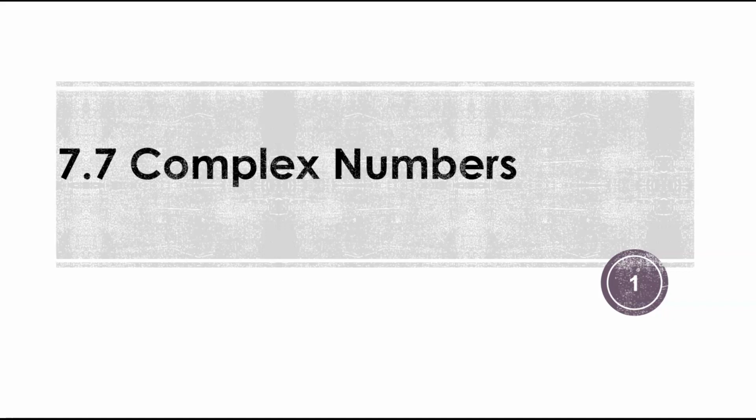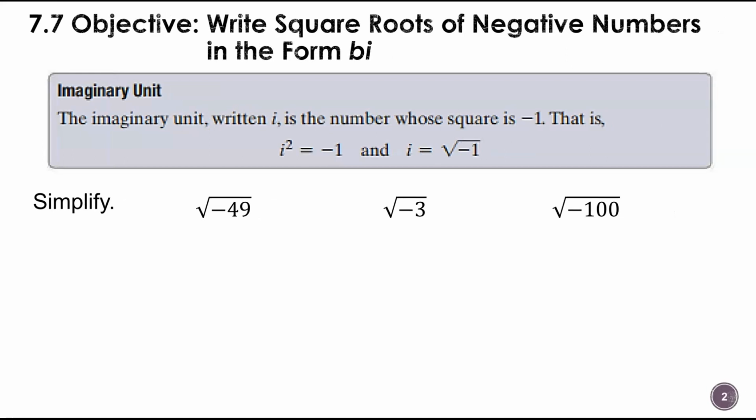So this lesson is about complex numbers. Complex numbers have to do with taking the square root of -1, and we call this the imaginary unit. So if we take the square root of -1, notice that that's going to be i. And then also that i squared equals -1.